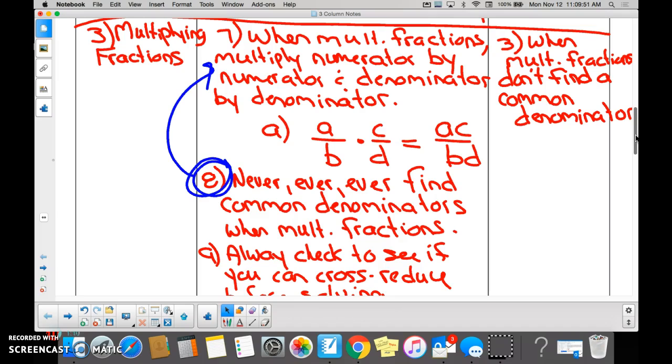Is multiplying fractions easier than adding or subtracting? Yeah. If you know your basic facts, it's much easier. It's much faster. There's less work because when you're adding and subtracting, you need to lay out the denominator and get a common denominator. When multiplying, you don't have to do any of that.